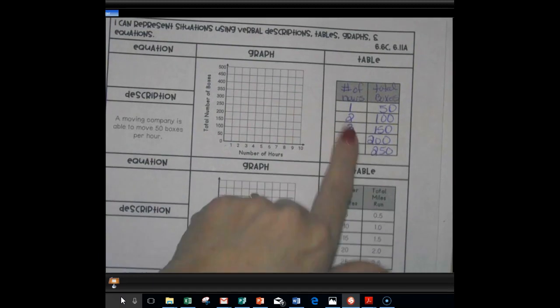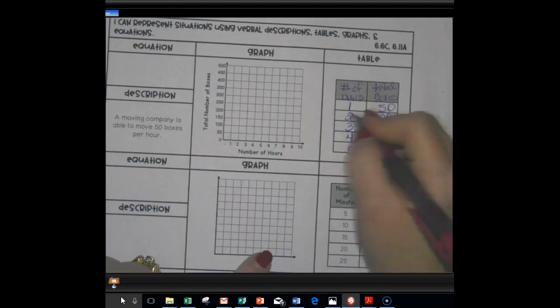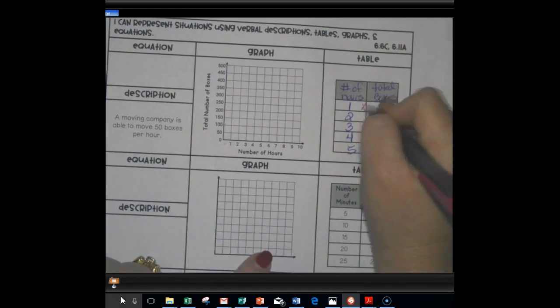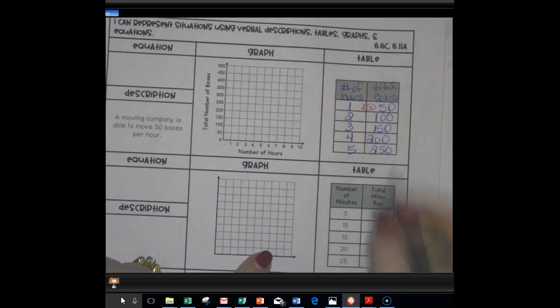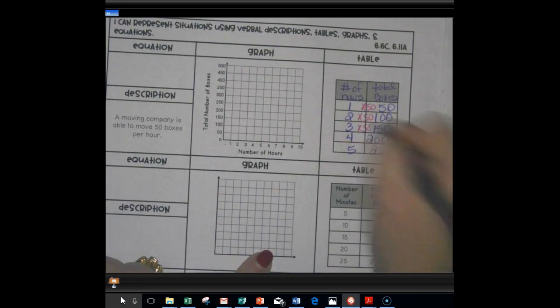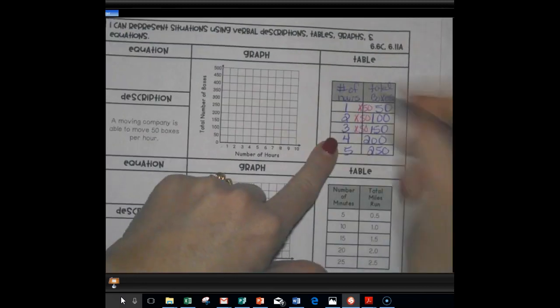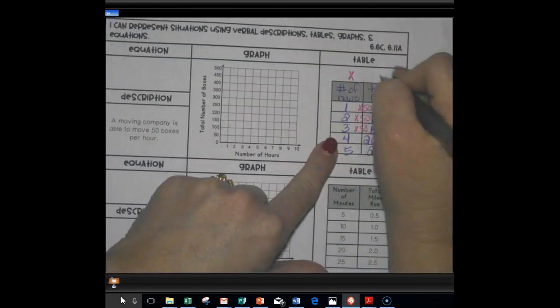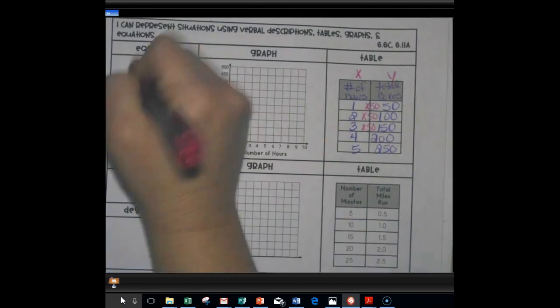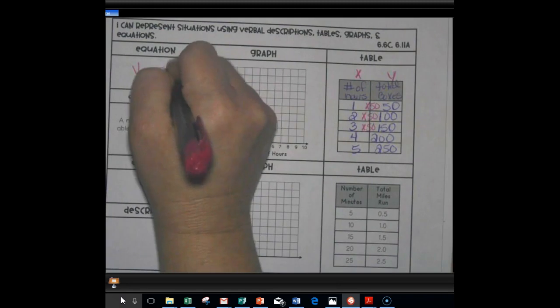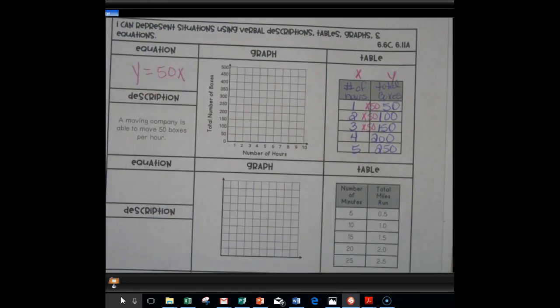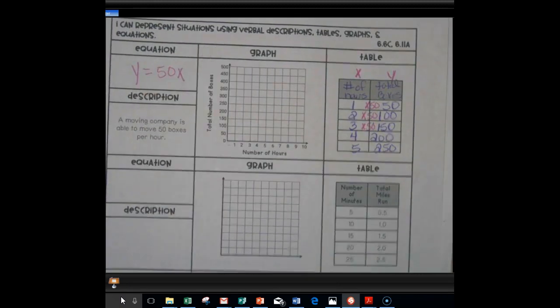How am I going from 1 to 50? Times 50. 2 to 100, times 50. Times 50. So I am multiplying by 50. This is my x. This is my y. So my equation is going to be y equals 50x.